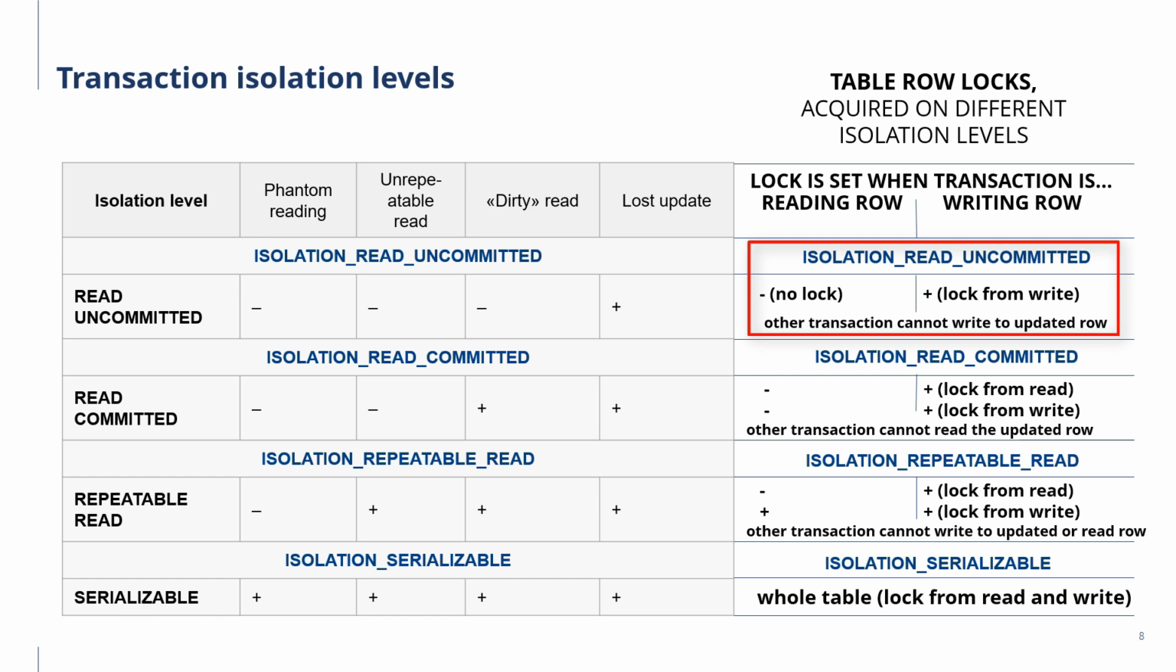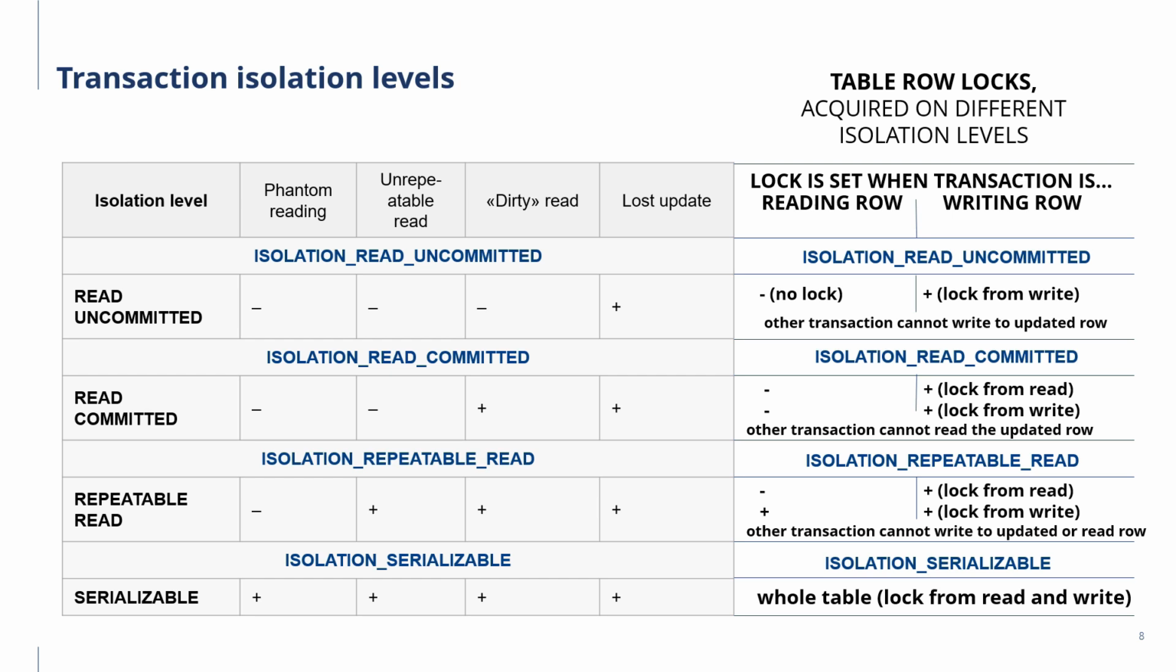So I'm updating some row with transaction 1. Some other transaction can read that updated row, including some uncommitted read. That is why the isolation level is called read uncommitted, but will not be able to write to the same row in order to avoid the lost update.